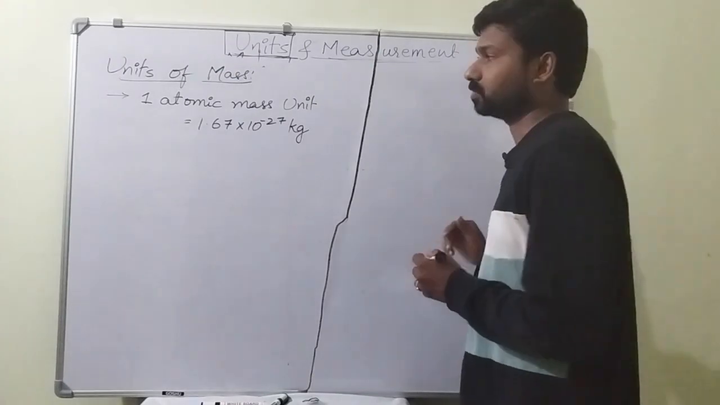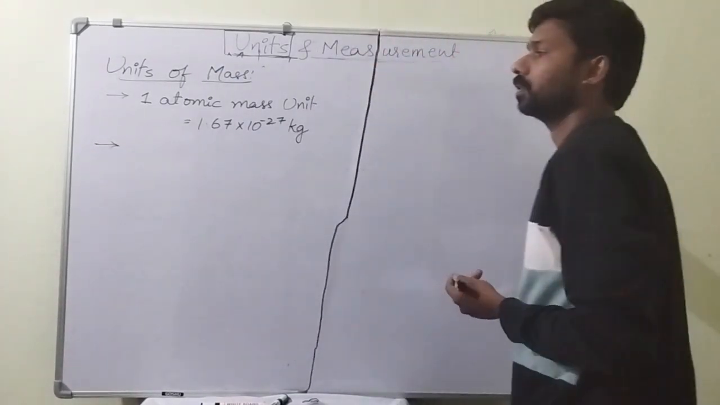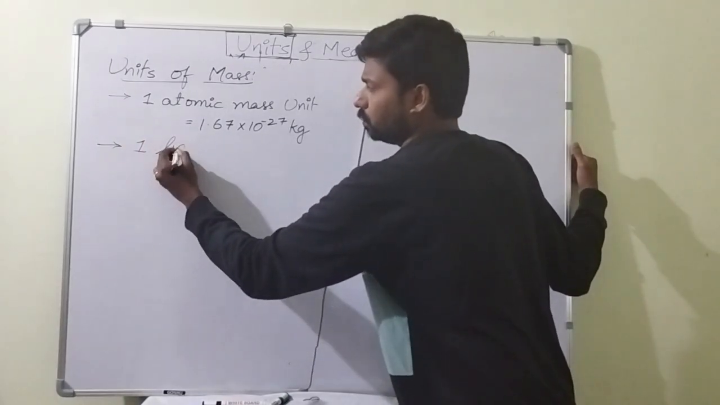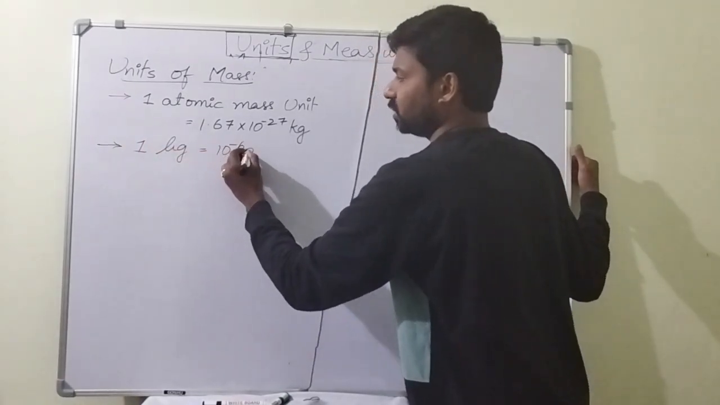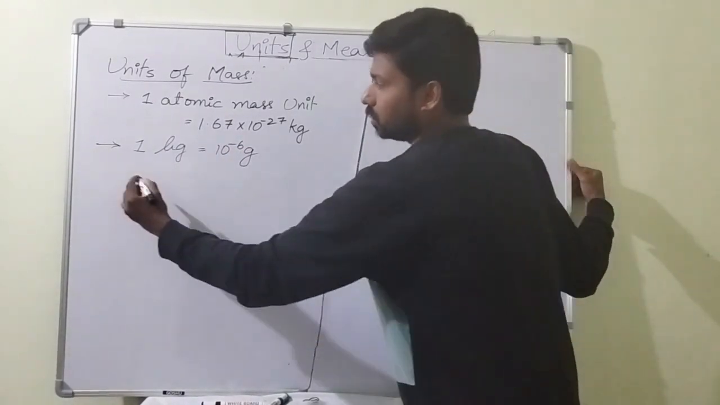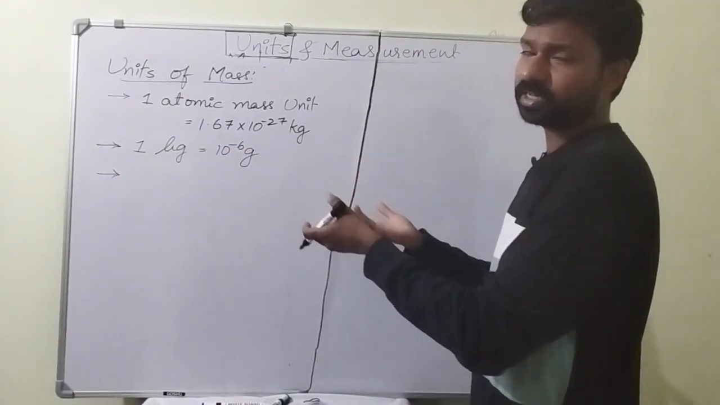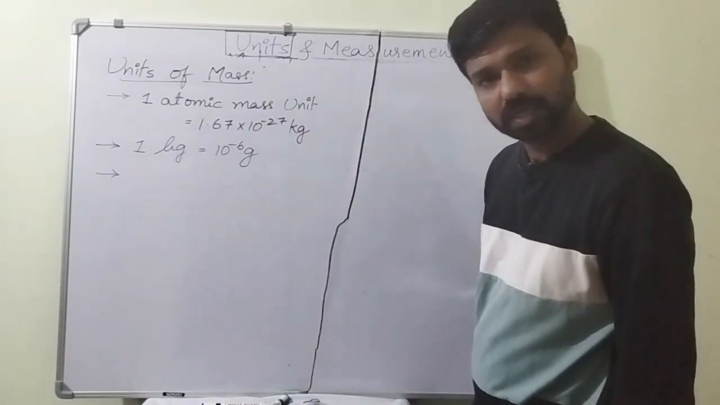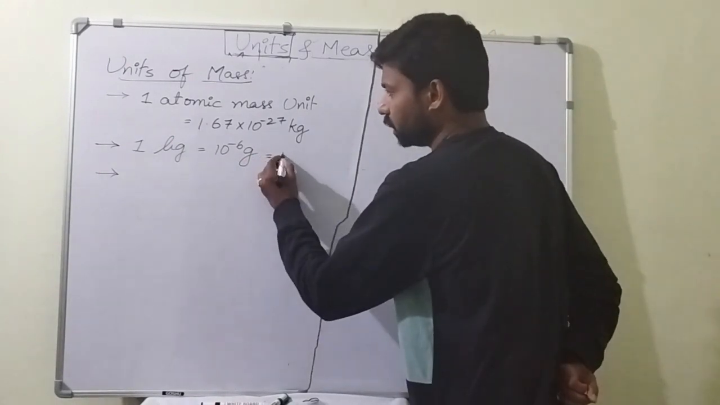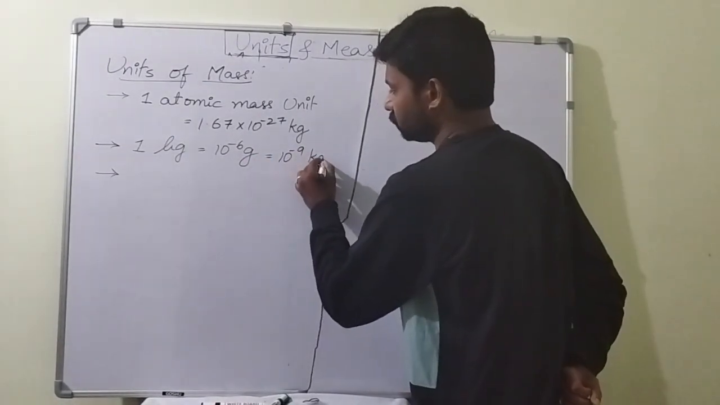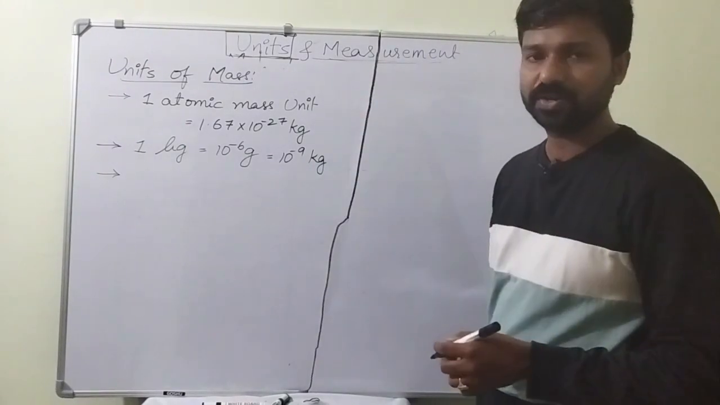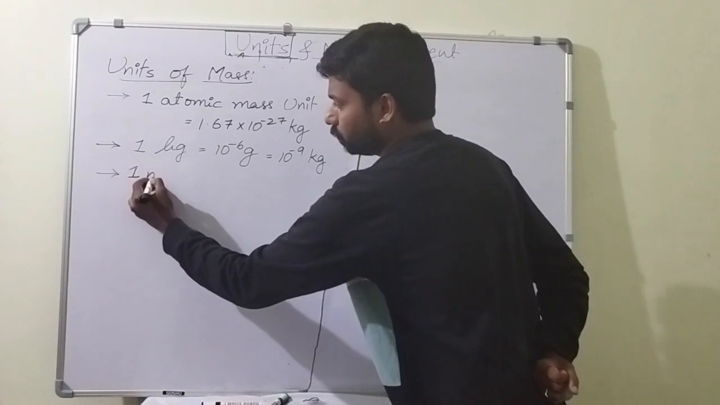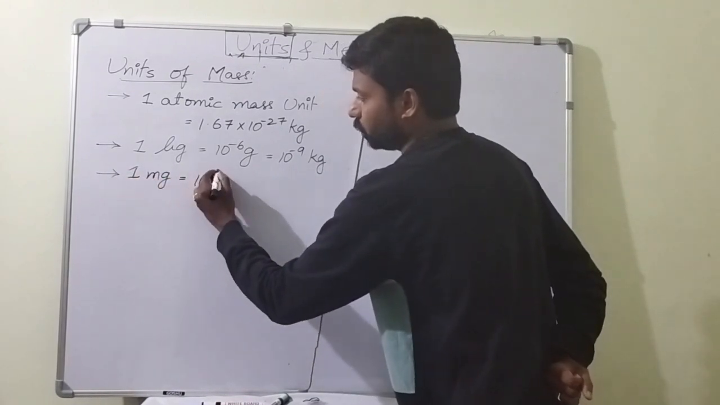Next, coming to this, after this, 1 microgram is equal to 10^-6 gram. Then yes, you can write it in kilogram also, but as we are saying it in gram here, that's why I have written that also in gram. Or this one you can write as 10^-9 kg. The 10^-6 gram itself, you can write as 10^-9 kg. Then 1 milligram is equal to 10^-3 gram.